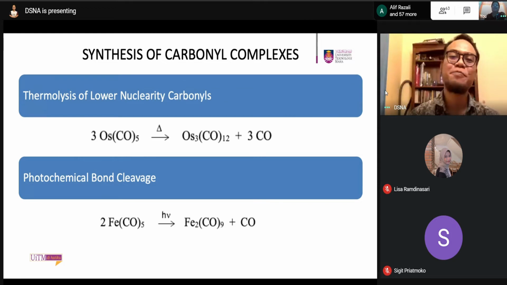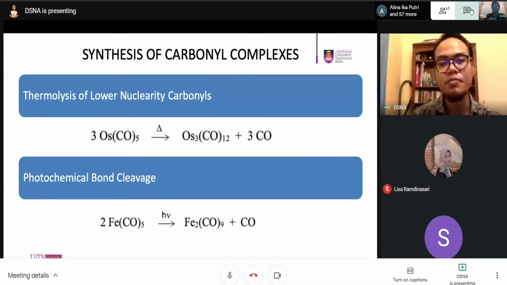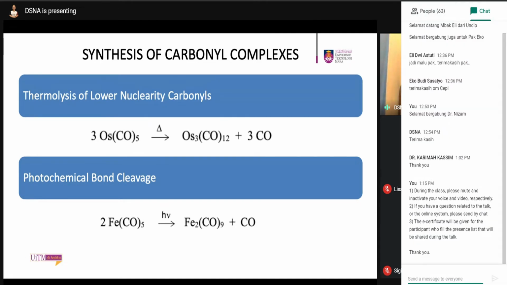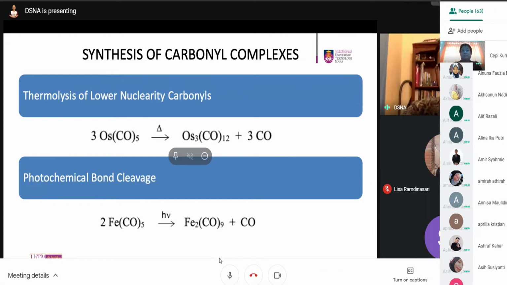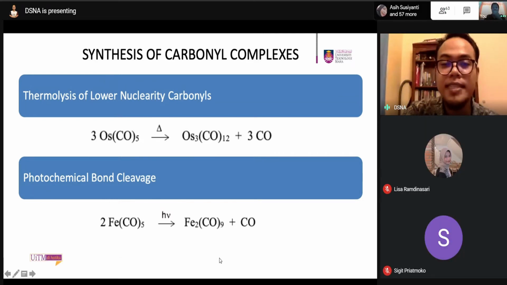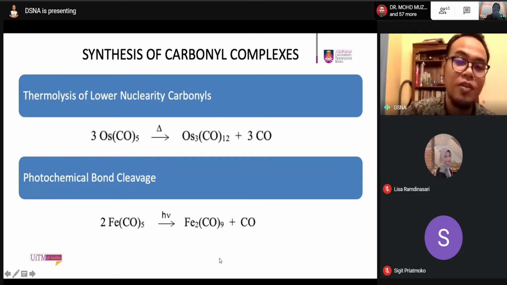Okay. Now next, we can have thermolysis of lower nuclearity carbonyls. Nuclearity is a term that we use to indicate how many metals we can have in any given complex. For example, here we have osmium, this is mononuclear. We have only one metal, and this is trinuclear. We have 3 metals.